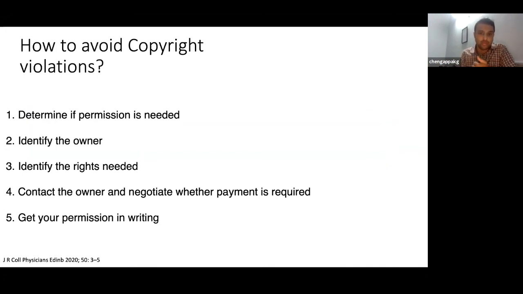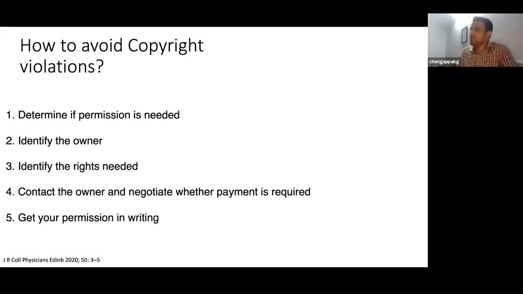Do you need an image to be published? Do you need a table to be reproduced? Do you need just a paragraph to be quoted? You have to decide what is needed and then contact the owner and negotiate whether payment is required. Usually for scientific publication, payments are waived, but there could be some journals which will levy some price for republishing images. Then always get the permission in writing.